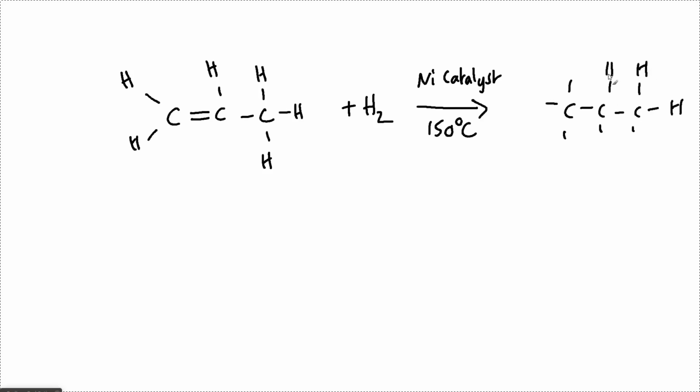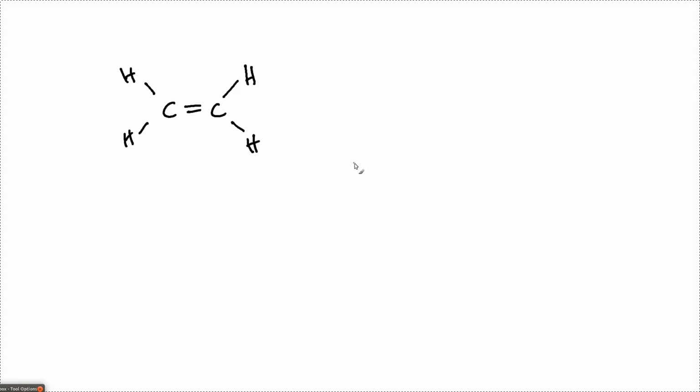So we've seen already that we can react halogens with alkenes. We've seen that we can react hydrogen halides, and we can also see now that we can react hydrogen as well. And there's one more molecule that we want to have a look at. The final reaction then involves hydrolyzing the alkene. Now, when we hydrolyze a molecule, what we're doing basically is breaking a bond by reacting it with water.